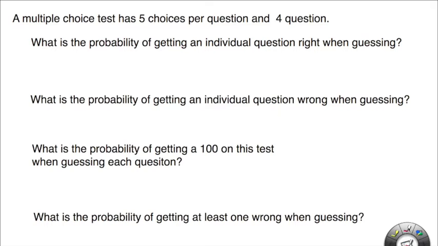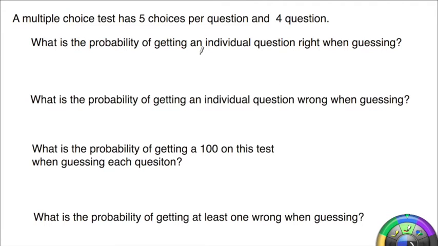Alright, this is a variation of an AND type problem and complement problem, where you would have to take 100% minus a probability to come up with the probability of a complement. So here we have a multiple choice test that has 5 choices per question, and it has only 4 questions on it. So the first question is, what is the probability of getting just one of the questions right when you guess?